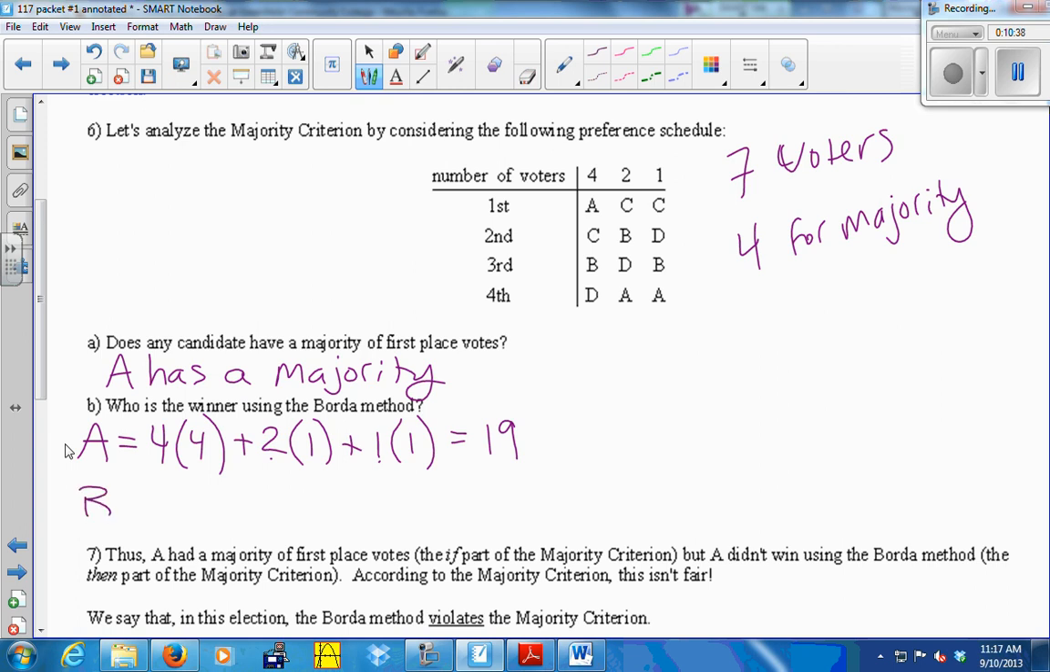Okay, and then candidate B, let's see, the first 4 people, that first column has candidate B in 3rd place. How many points do you get for a 3rd place vote? 2. So we have 4 times 2 plus 2 times, that second column has B in 2nd place, so that's worth 3 points. And the last column has B in 3rd, which is worth 2 points. So that is 8 plus 6 is 14 plus 2 is 16.